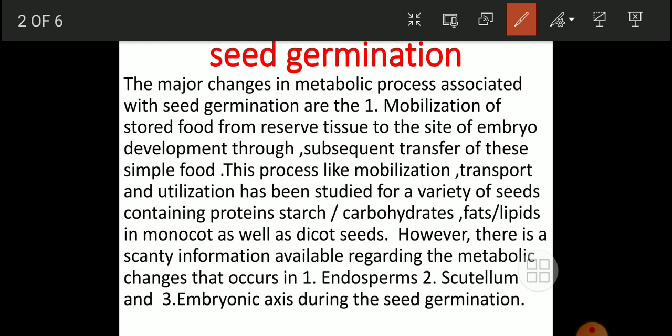So the catabolic and anabolic processes which are taking place during the seed germination, that today we have to learn in this lecture. Actually, the major changes associated with seed germination are mobilization of the stored food. Keep in mind, the most important thing is mobilization of the stored food from reserve tissue to the site of the embryo.